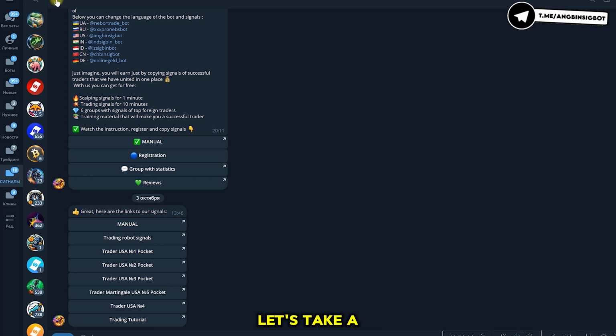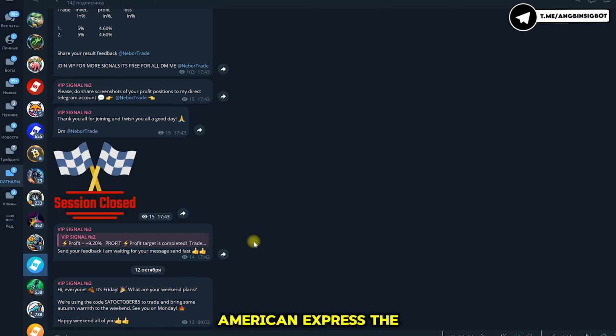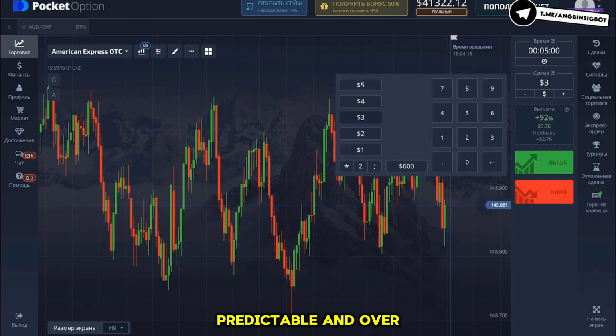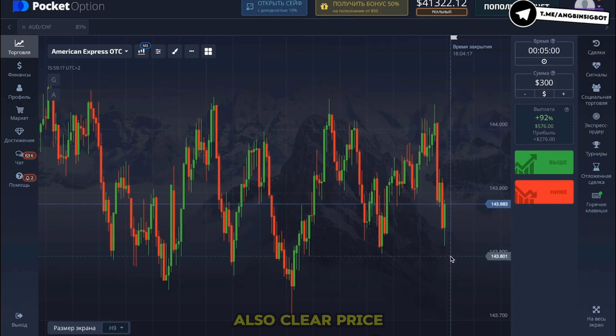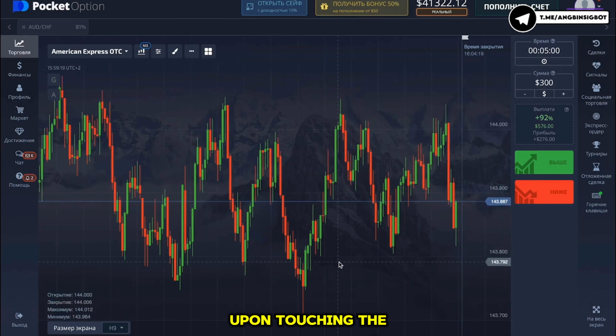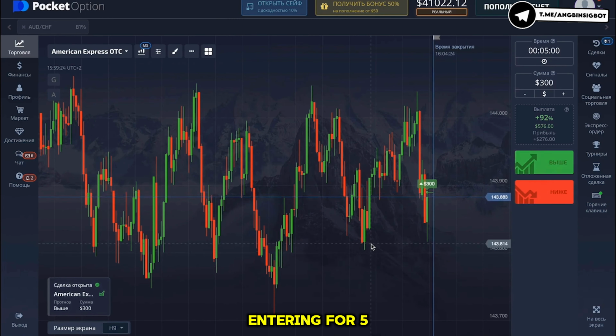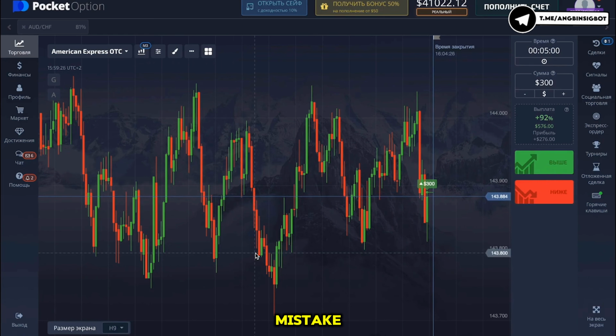Almost every such asset is very easy to read. For example, let's take a look at the first asset I have open, American Express. The price is moving between two levels. Very stable, very predictable, and over several hours. Also, clear price reversals upon touching the level. I assume that the reversal has already occurred. Entering for 5 minutes upwards here would be a mistake. Let's see what we can achieve.